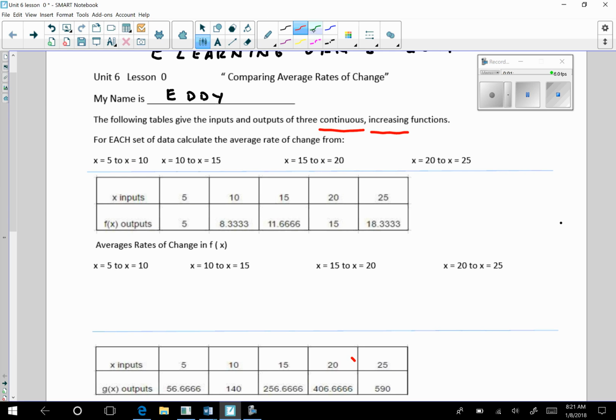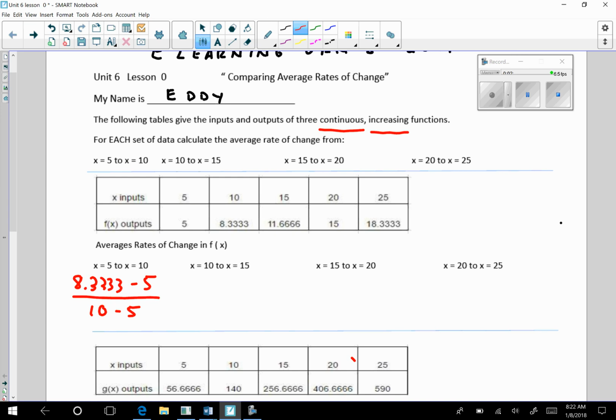This is going to be 8.333 minus 5, which is f of 5, over 10 minus 5. Now you will want to take your calculator. You can use the calculator on your phone and simplify this number to a single decimal number.